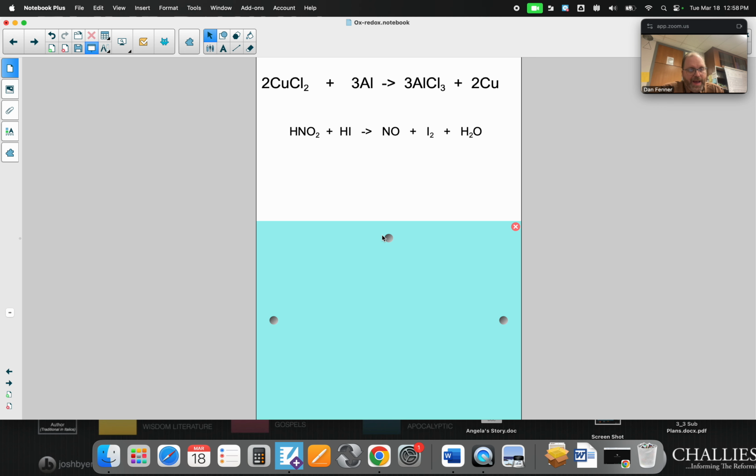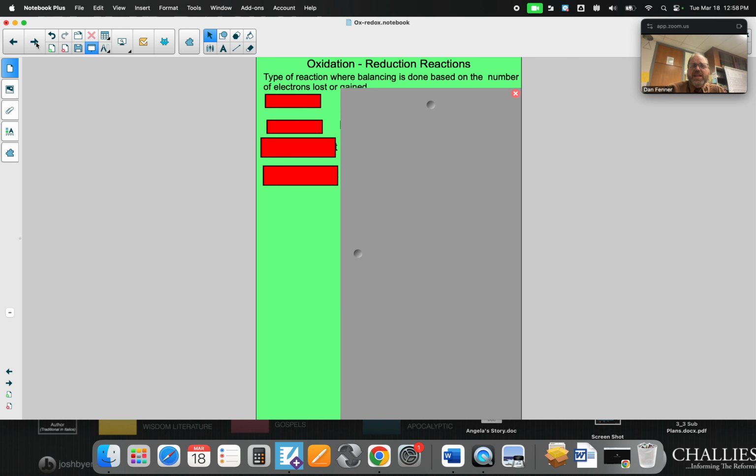Now, you could try to do what we just did there, metal, non-metal, hydrogen, oxygen, but it's going to be a lot more difficult and cause a lot of frustration. So there is a different way of doing it, and that's a process called oxidation reduction reaction. The definition of an oxidation reduction reaction is a type of reaction where balancing is done based on the number of electrons lost or gained.